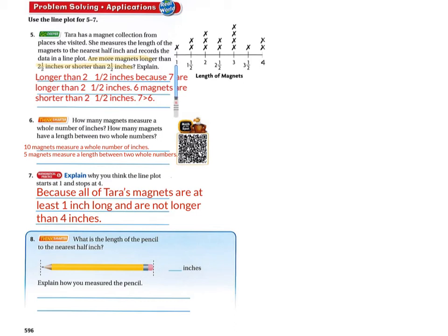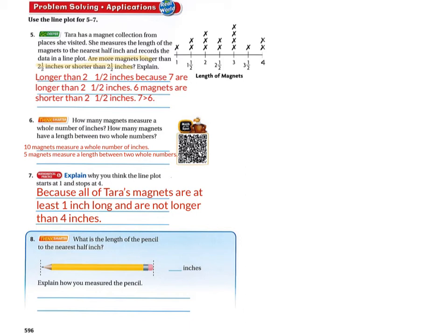So she started here at 1. She stopped at 4 because no magnets were greater than 4. When we are doing a line plot, we always start with your least number, end with your greatest number, and you want to go in order from least to greatest. We never want to skip any numbers or leave any out.